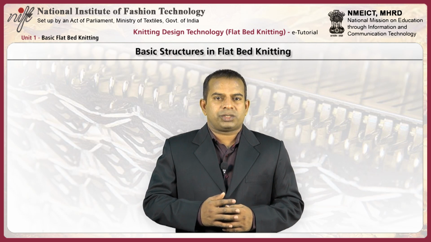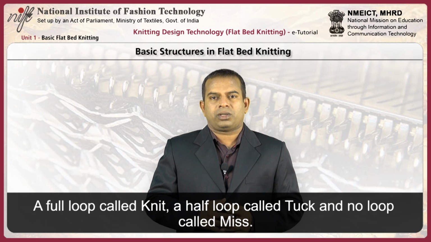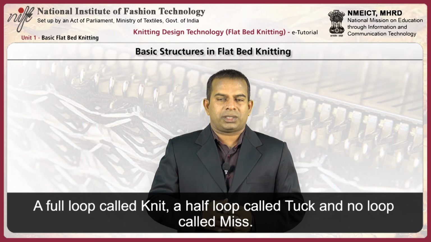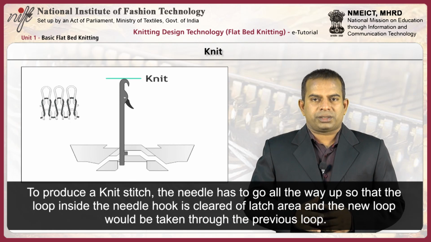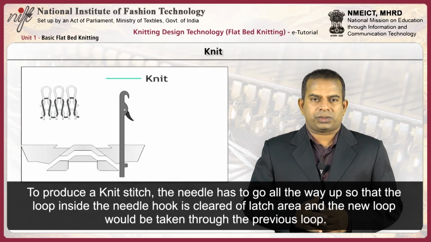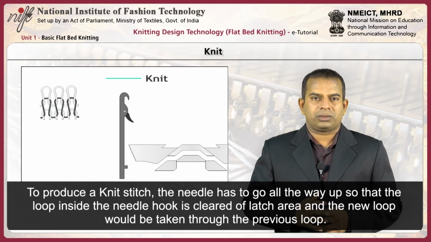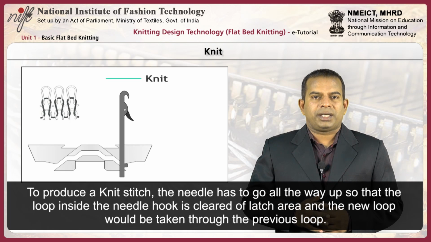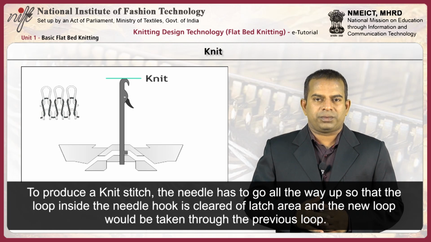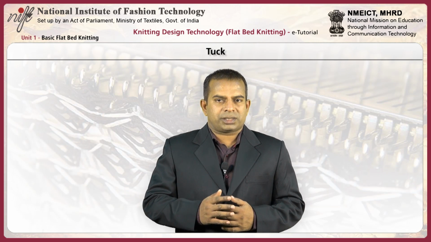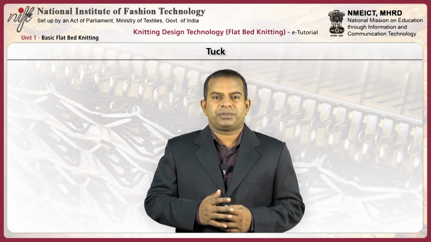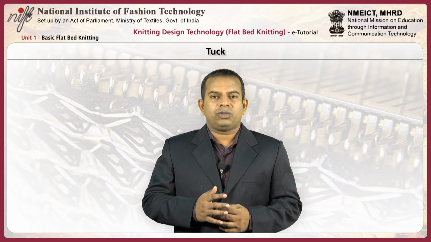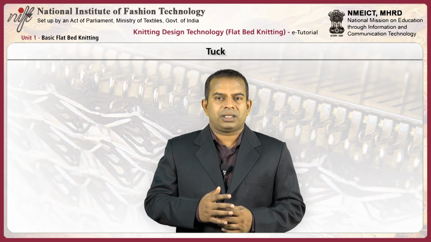There are three basic stitches in flat knitting: a full loop called knit, a half loop called tuck, and no loop called miss. To produce a knit stitch, the needle has to go all the way up so that the loop inside the needle hook is cleared of the latch area and the new loop would be taken through the previous loop. To produce a tuck stitch, the needle has to go only halfway, just enough to catch the yarn from the feeder. At the same time, the loop inside the hook will slip down over the latch but not clear the latch.